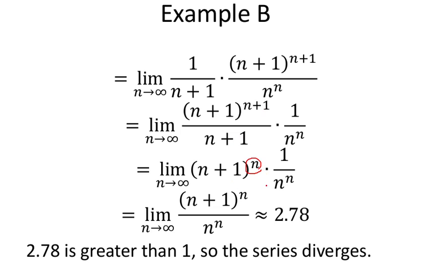And there's not much you can do about this n to the n. It doesn't matter to know exactly what number this converges to, just as long as you know it converges to something. The numerator is going to have slightly larger growth than the denominator in this case, but not by much. 2.78, which is approximately what this limit is equal to, is greater than 1, so the series diverges.